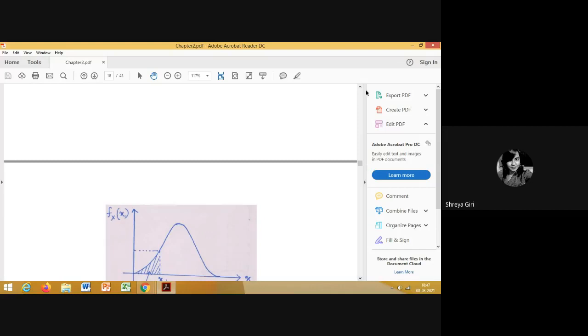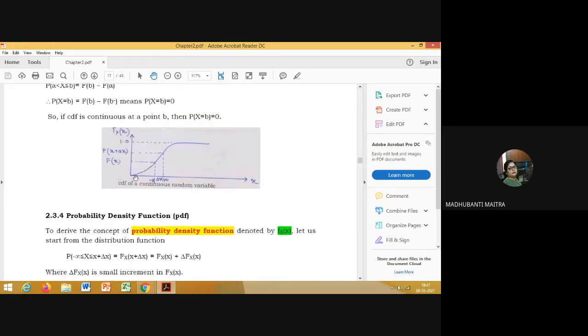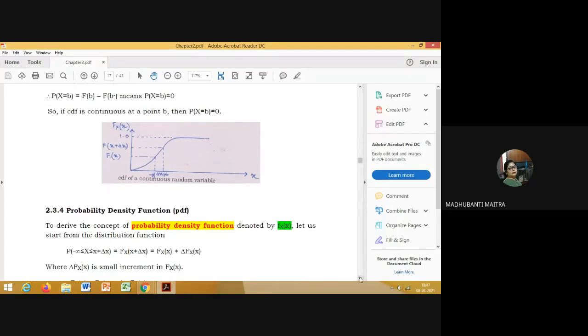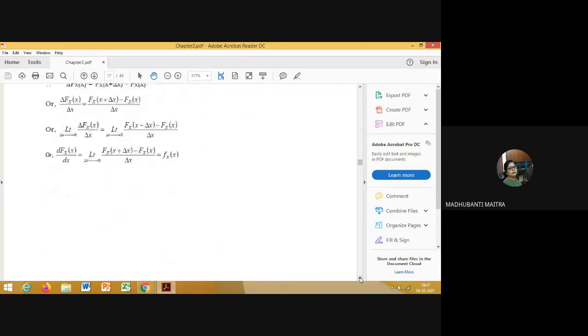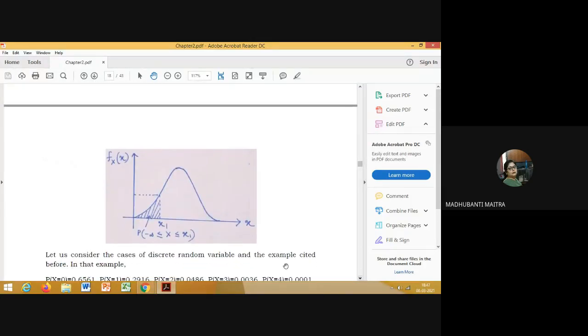Yes, ma'am. So from this distribution function, very easily we can draw the corresponding density function, and the density function will look like this. I guess I don't have to explain this, because we know the nature of the distribution function, right?